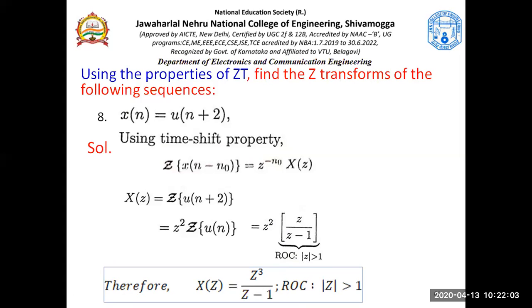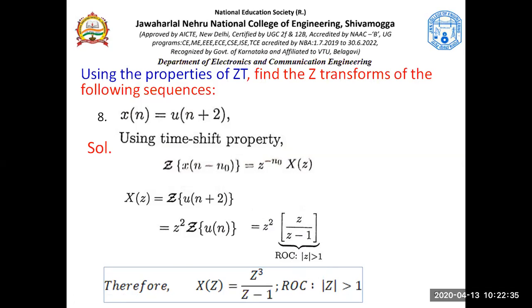Understand in this case, the basic signal is U of n. If you substitute the same here, it would become Z cubed. Nothing is happening in the denominator, so the ROC would remain the same. Z squared is being multiplied to the numerator, and Z minus 1 is not being affected. So the ROC would remain Z greater than 1 because this is a right-sided sequence U of n. Hope everybody has understood that.